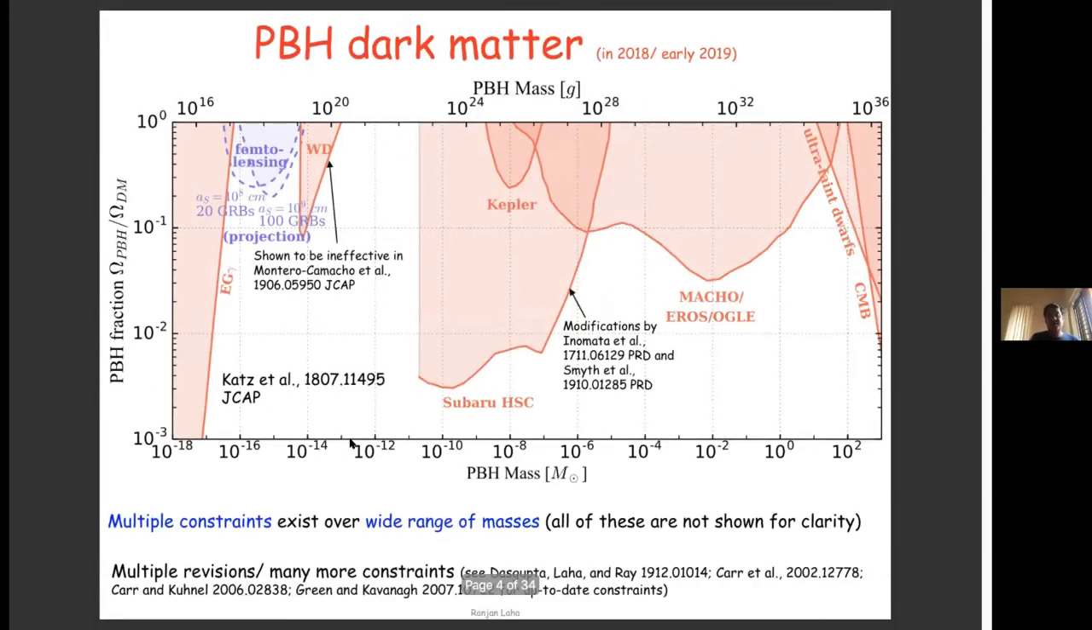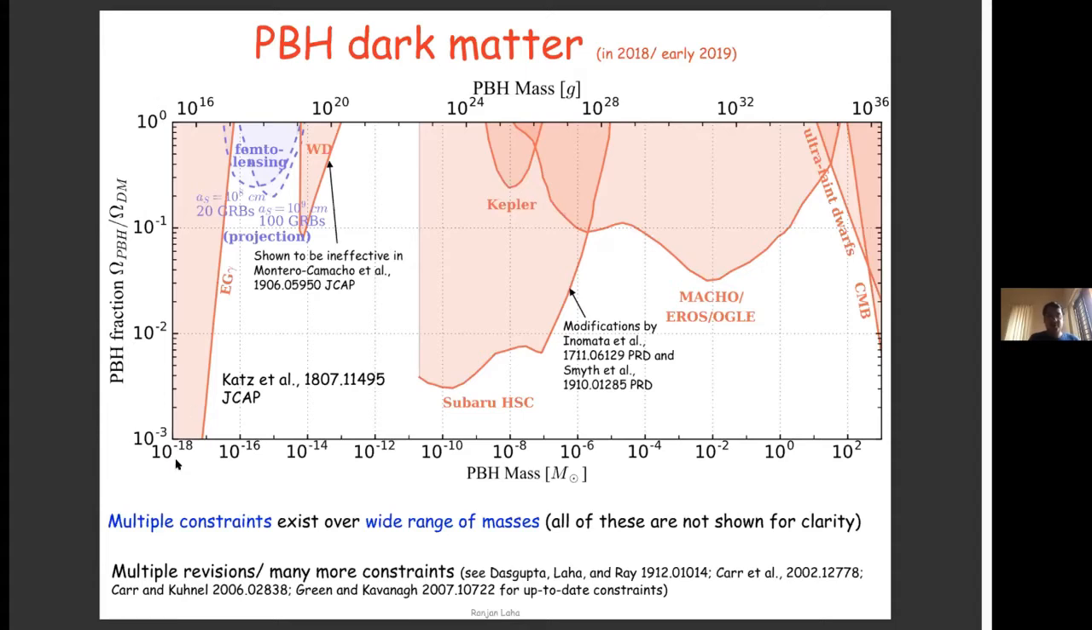All right, primordial black hole. So in this slide, I'll be talking about some recent papers which motivated the fact that ultralight primordial black holes can make up 100% of the dark matter density. These are the papers by Katz et al., Montero Camacho et al., Inamata et al., Smith et al., and this Subaru measurement. So what is this plot?